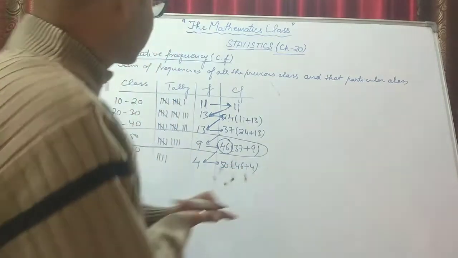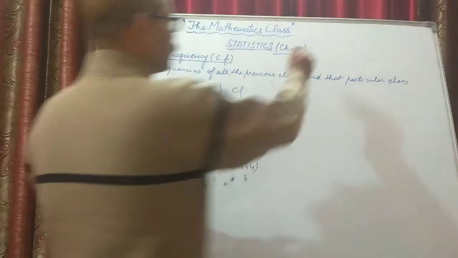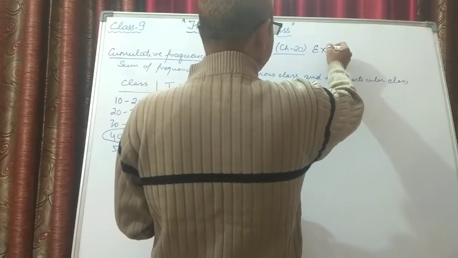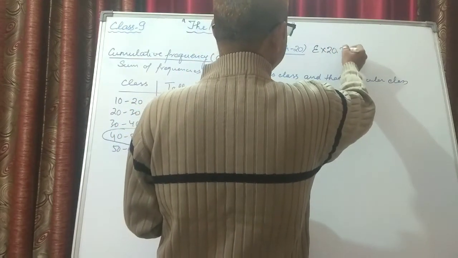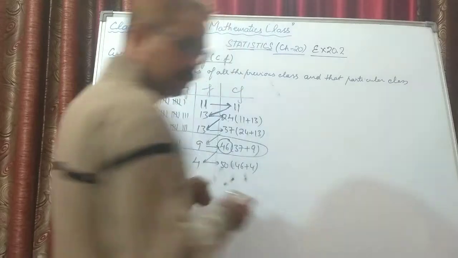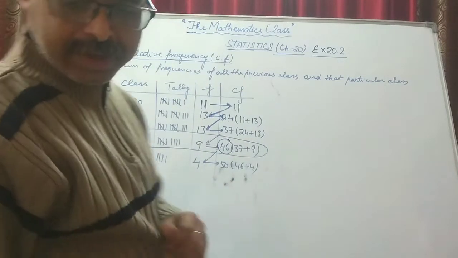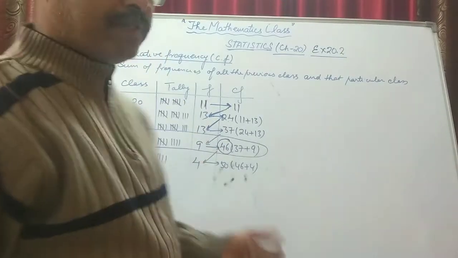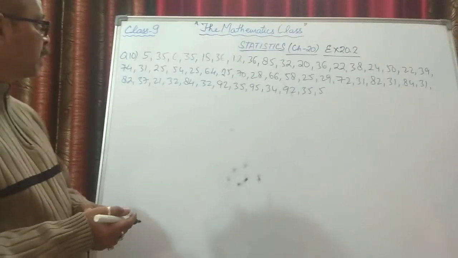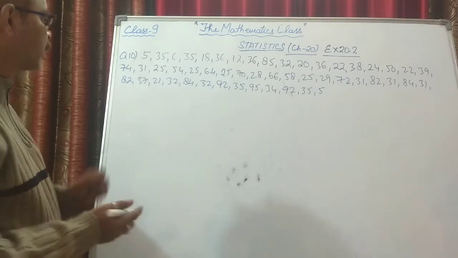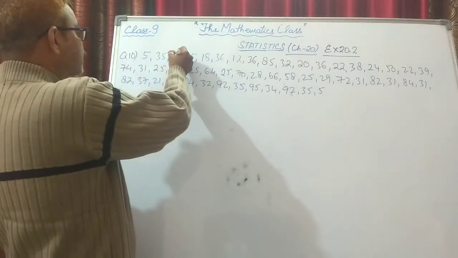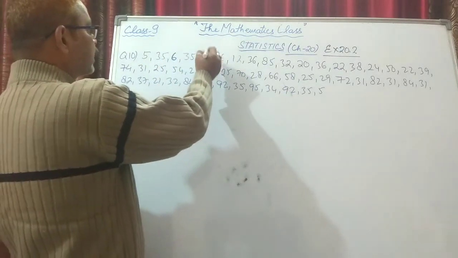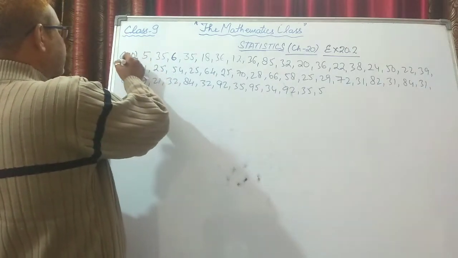Now we take a question that is based on this only. We will move on to exercise 20.2. In this we will take question number 10. It will clear all your doubts about cumulative frequency. It will explain everything there is about cumulative frequency.